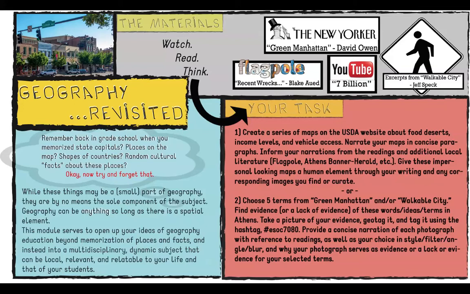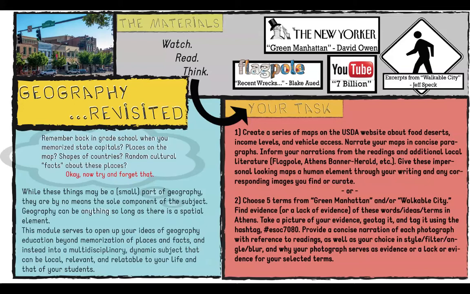You're going to inform your narrations from the reading and from additional local literature. So look in the Flagpole, look in the Athens Banner-Herald to see who's talking about food access and what's really going on in Athens. By doing this, I'd like you to give these impersonal looking maps, just with big data, a really human element through your writing and any corresponding images that you can find or curate.